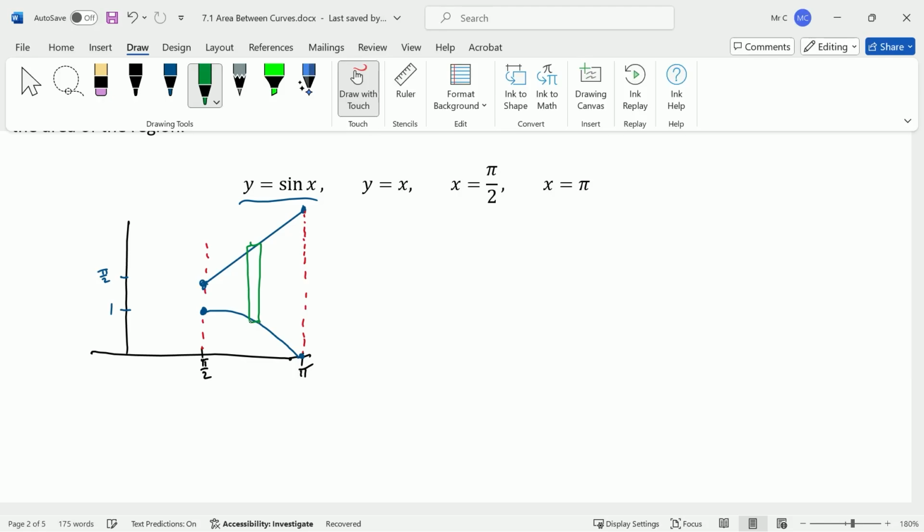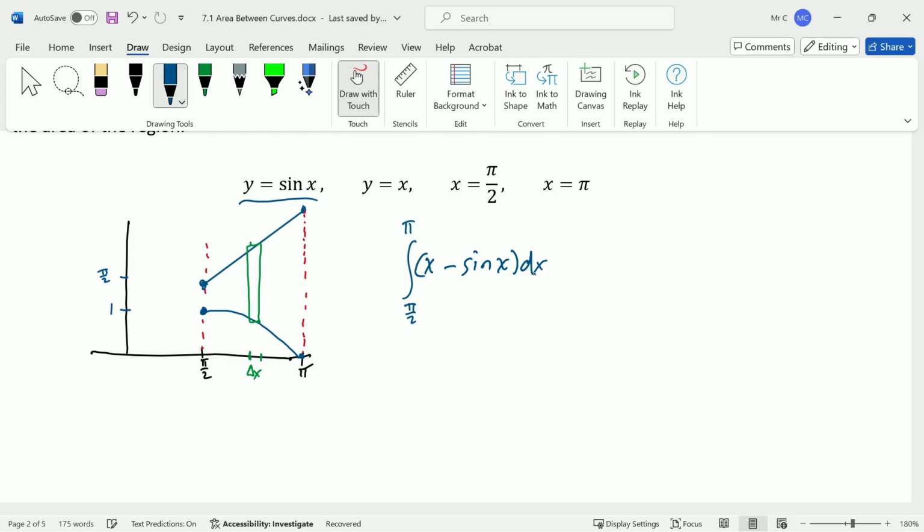Okay, so here, the width of my approximating rectangle lines up with the x-axis. So that's delta x. That tells us we need to integrate with respect to x. And so my integral is going to be from pi over 2 to pi. And it's going to be my top function, which is x, minus my lower function, which is sine of x, dx. And now that we've set it up, we've done the hardest part.